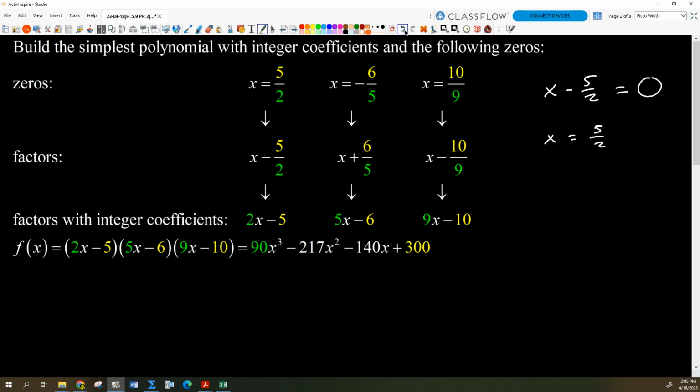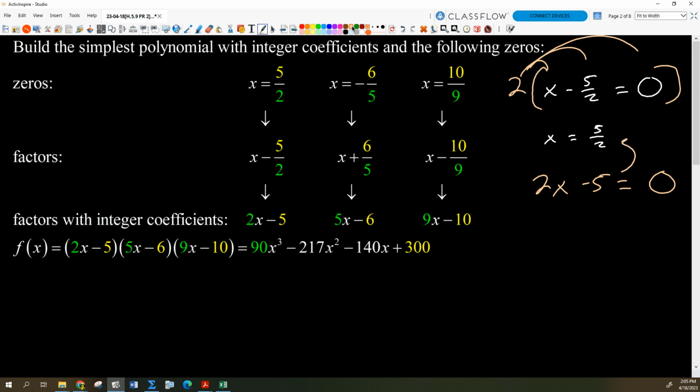But I could just as easily, if I wanted to, I could multiply 2 through the entire equation, right? I could distribute a 2 through there, and what's that going to give me? Then I would get 2x minus 5 equals 0. Okay, so then the 0 of that factor would also be 5 halves, right?